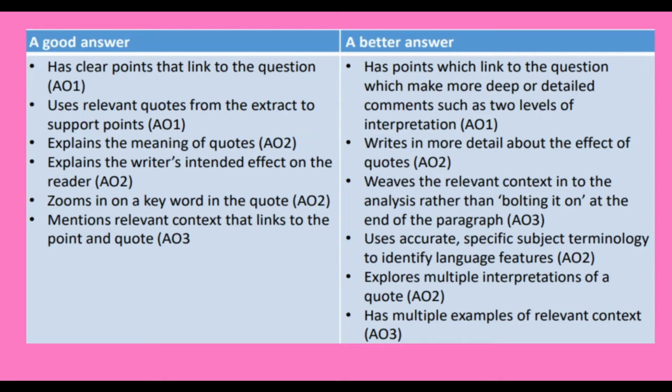And finally, just looking at this table. So, what makes a good answer and what makes a better answer? A good answer is something that has clear points, whereas a better answer has points which link to the question and make more deep and detailed comments, such as 2 levels of interpretation. And in terms of AO2, a good answer explains the meaning of quotes and explains the writer's intended effect and zooms in on keywords and quotes.